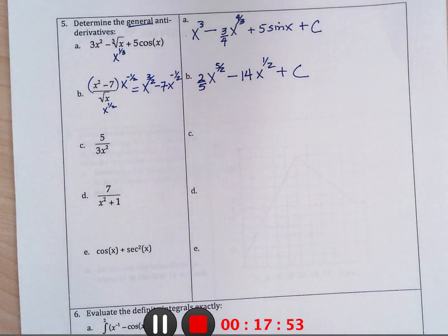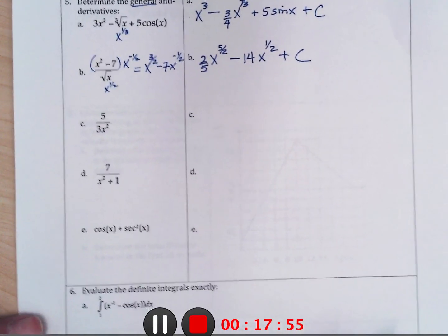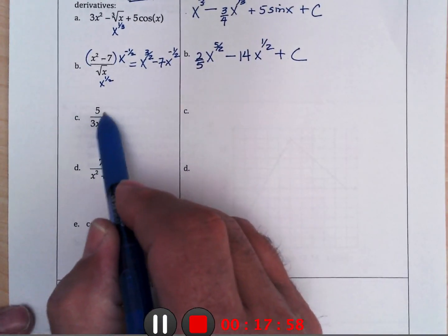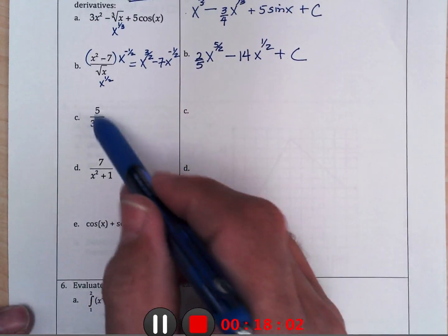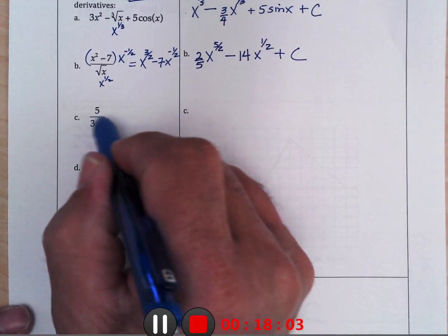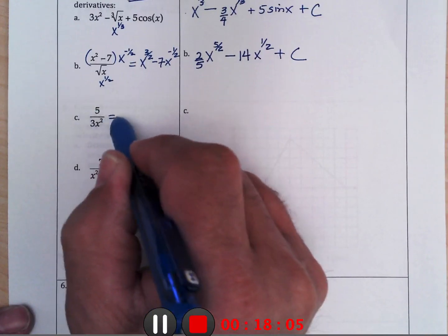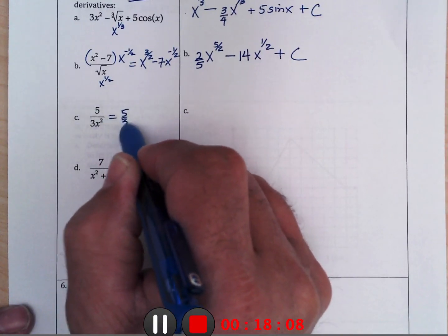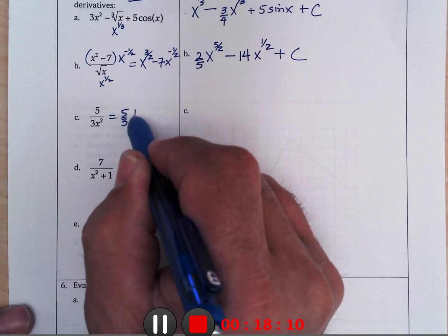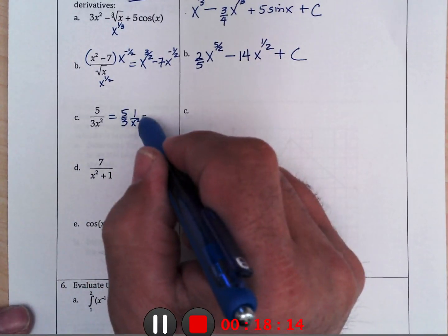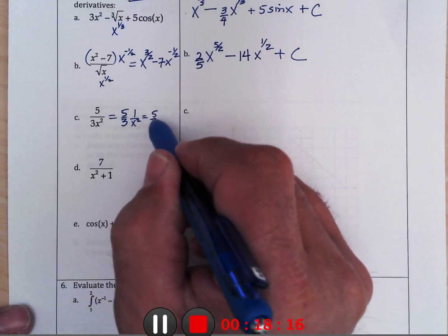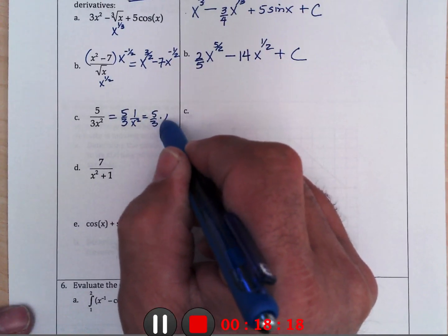Now this one, some of you tried to just take the antiderivative of the numerator and the denominator. It does not work. It's a quotient rule. But it's also just 5 and 3, so it's 5/3 times 1 over x squared, or 5/3 times x to the minus 2.